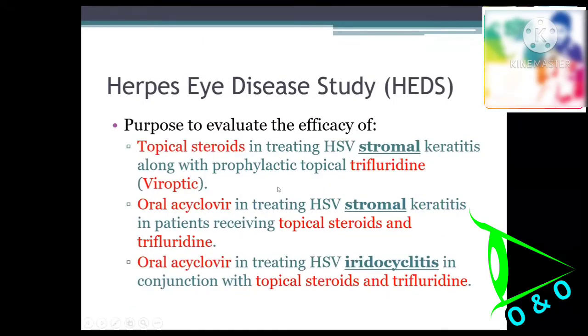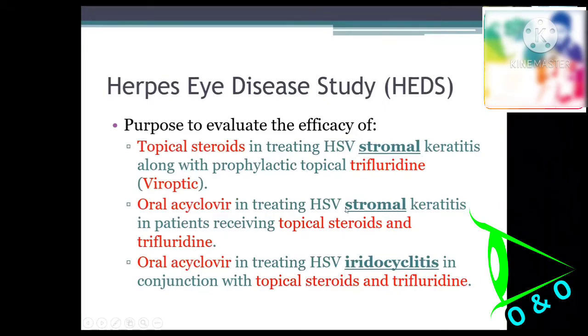A few decades ago, there was the Herpes Eye Disease Study, or HEDS, which is one of those big landmark trials. The purpose of this was to evaluate the efficacy of different treatments on HSV keratitis. They had three arms. One arm looked at HSV stromal keratitis, and whether topical steroids along with topical Viroptic was helpful.